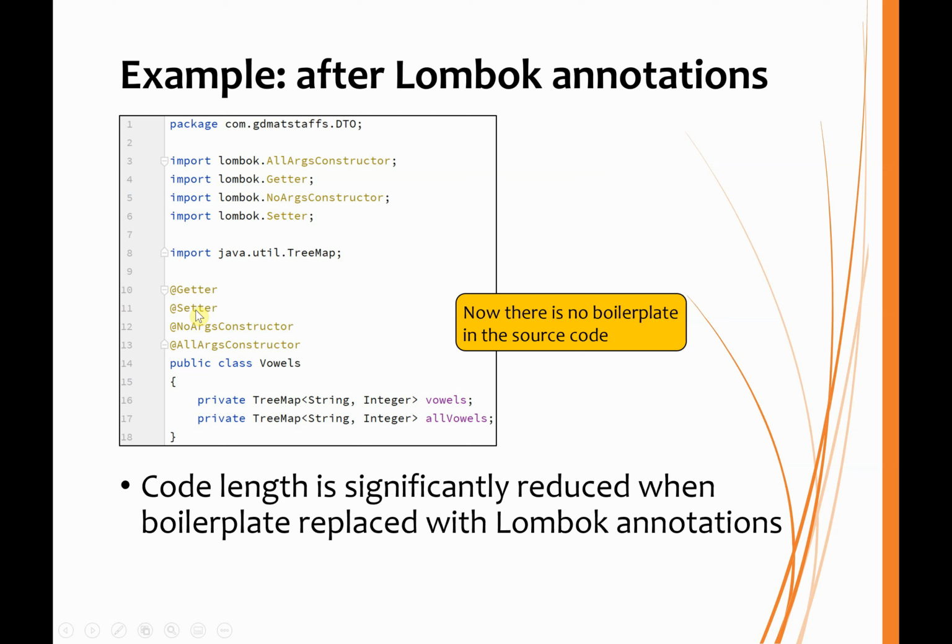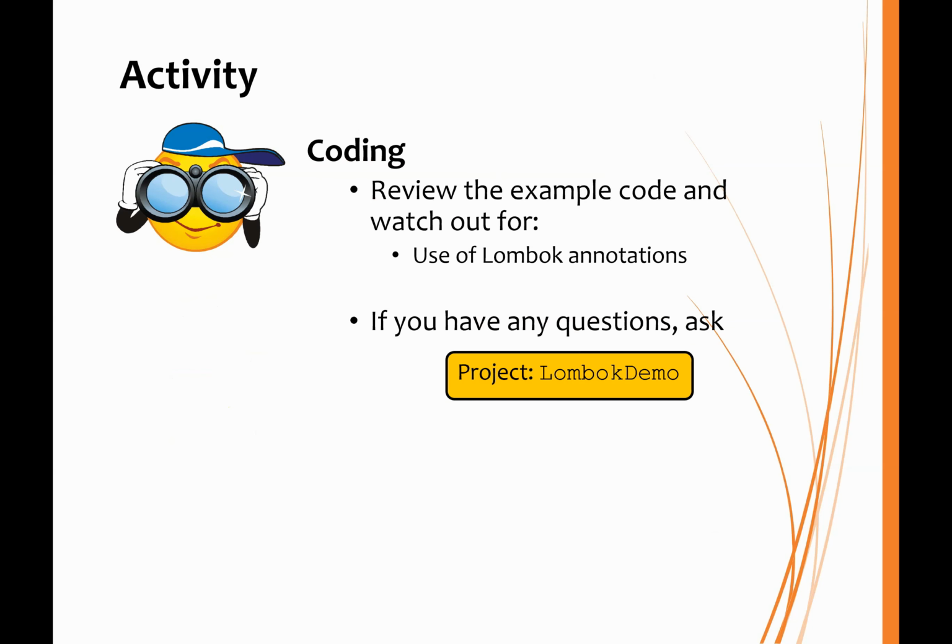What a difference. We've got the getter and setter annotations. We've got the no-args constructor and the all-args constructor annotations. And the only actual source code that we're writing is the declaration of the fields. This will significantly reduce code length and, to a large degree, make it much more readable. Let's go and have a look at the Lombok Demo.